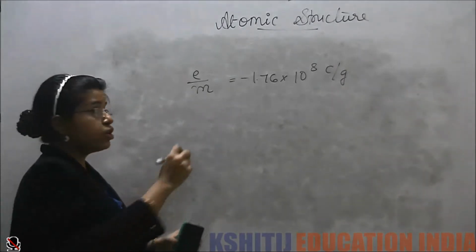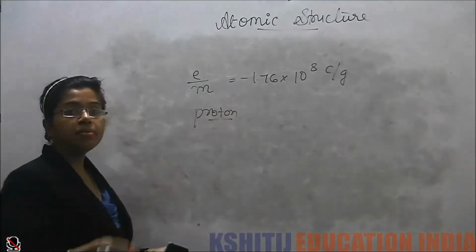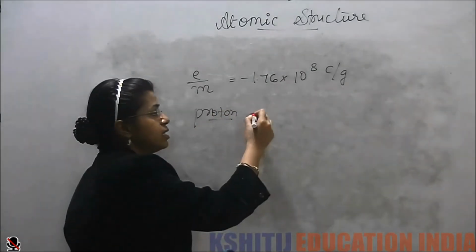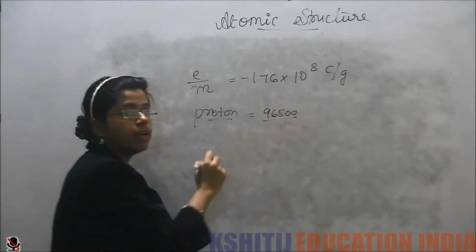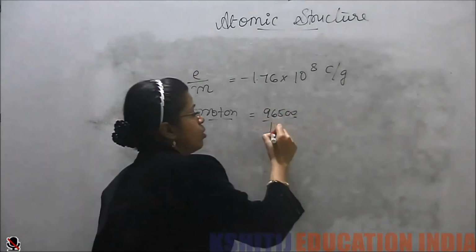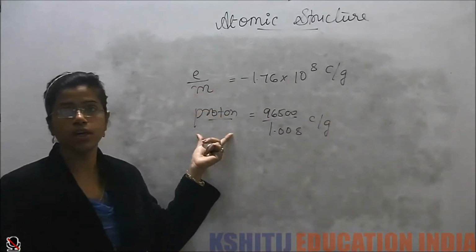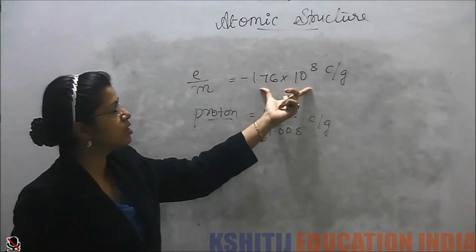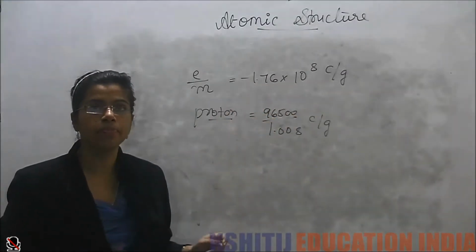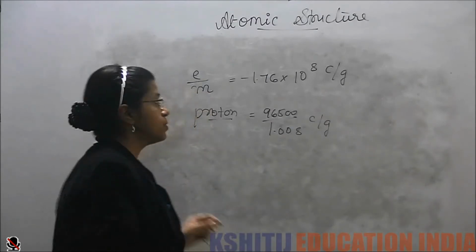For the proton, we will see later. For the proton, the e by m ratio is simply equal to 96,500 divided by 1.008 coulomb per gram. For the electron, this was minus 1.76 × 10^8 coulomb per gram. Okay. Now let us see how he calculated the values.